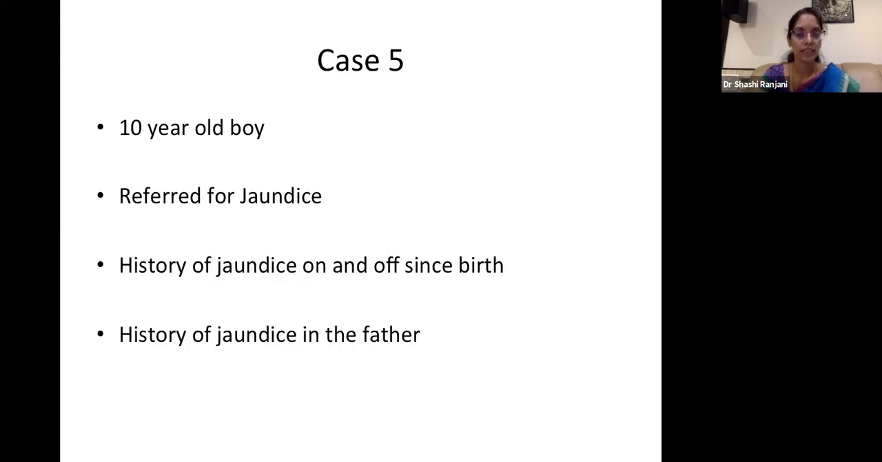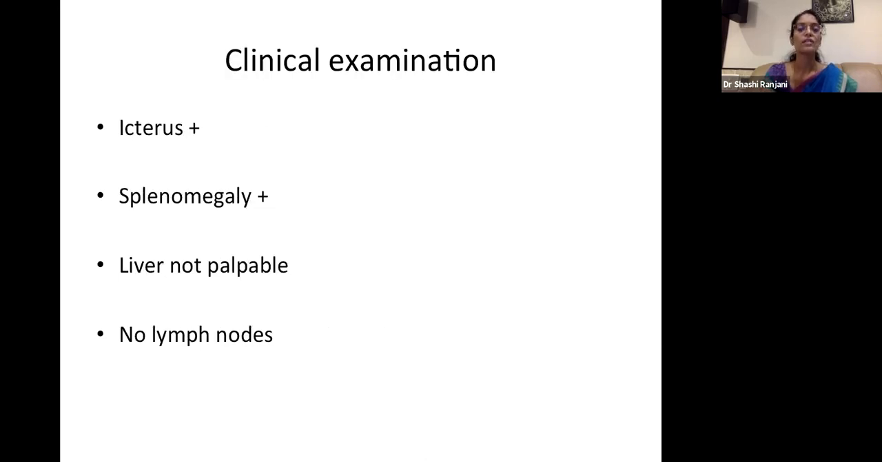So we'll move on to the next case. This is a 10-year-old boy who was referred for jaundice. He had a history of jaundice on and off since birth. He was treated for neonatal hyperbilirubinemia, and then he was diagnosed as viral hepatitis. So there have been on and off episodes of jaundice. And the father also had jaundice in his childhood. So on examination, he was icteric, he had splenomegaly, no hepatomegaly, and no lymph nodes.